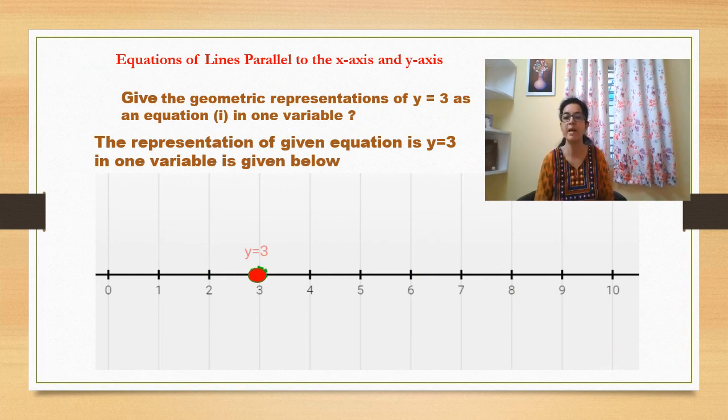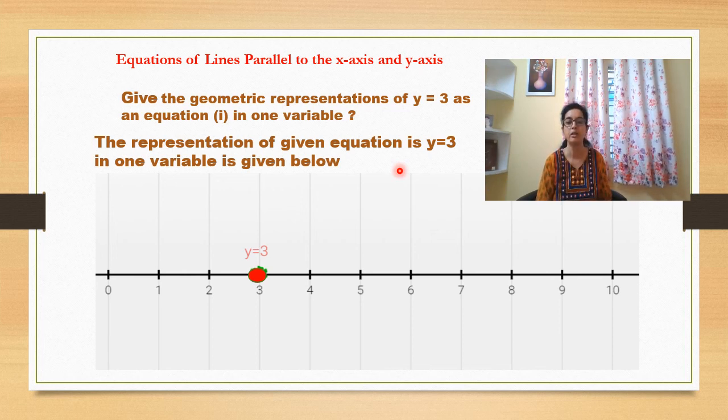Equations of line parallel to the x-axis and y-axis is the topic. Let us take the first question based on this topic. Give the geometrical representation of y is equal to 3 as an equation in one variable. So here you are taking y is equal to 3 as an equation in one variable and you are going to represent it on the number line. This question is very important. It usually comes in exam. Y is equal to 3 on number line is a standard question.